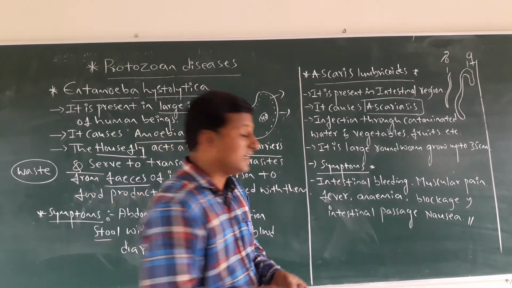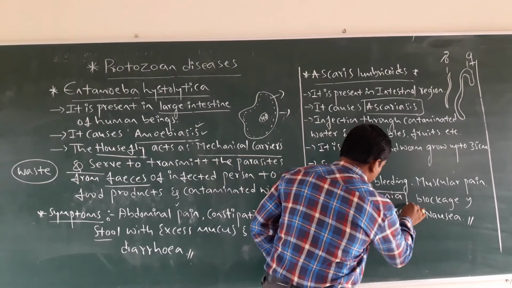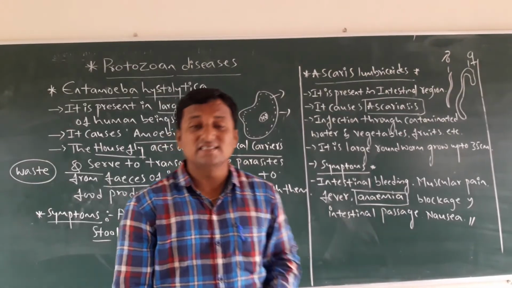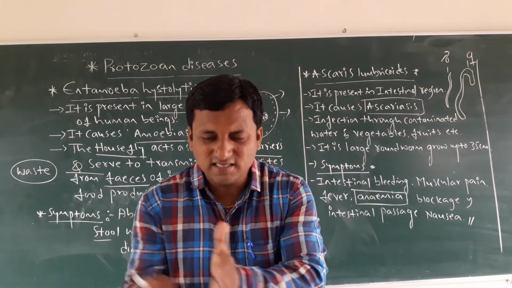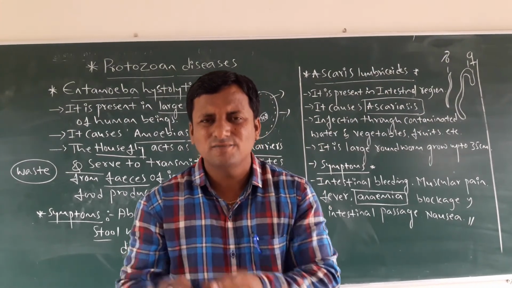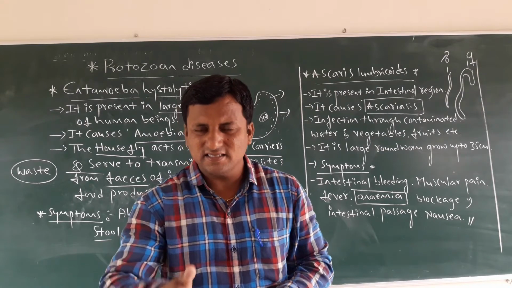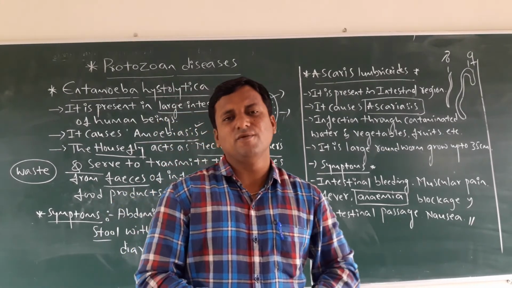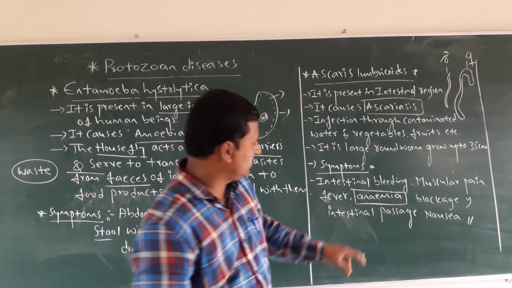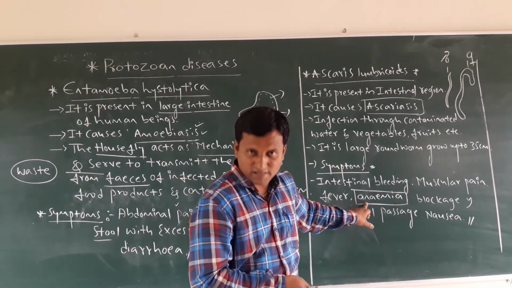Anemia. What is that? Anemia is a condition of deficiency of hemoglobin. How does hemoglobin deficiency take place? Slowly the blood leaks out from the body. If the blood level decreases, then we suffer from the deficiency of hemoglobin. That hemoglobin deficiency disease is called anemia.